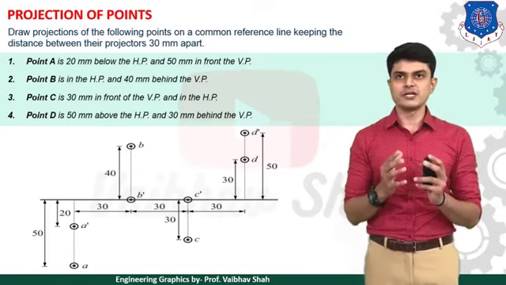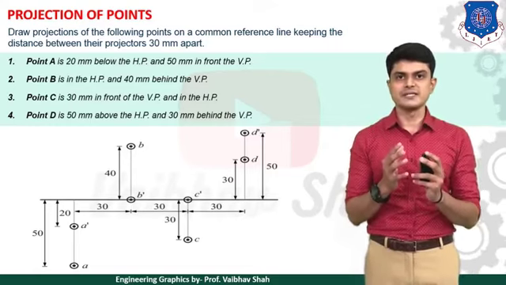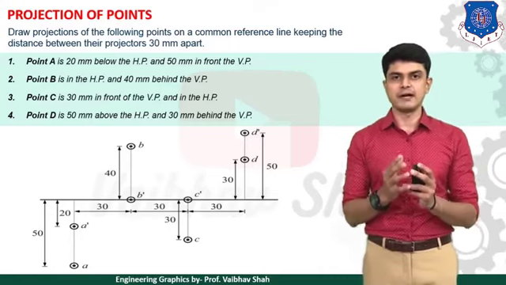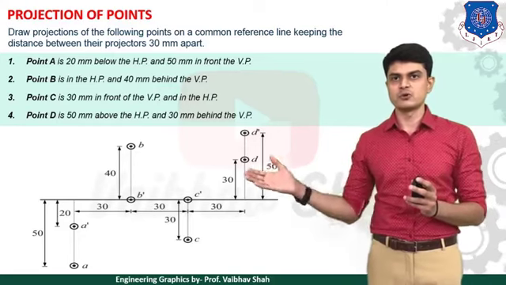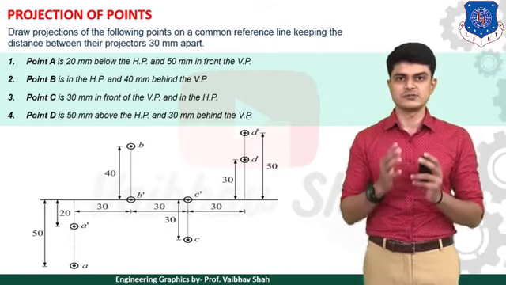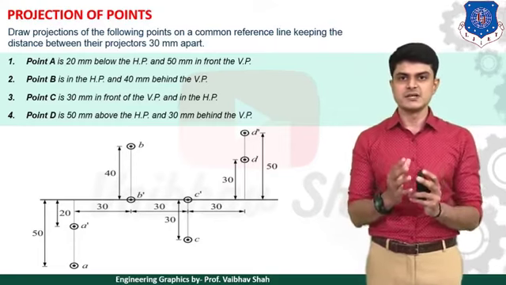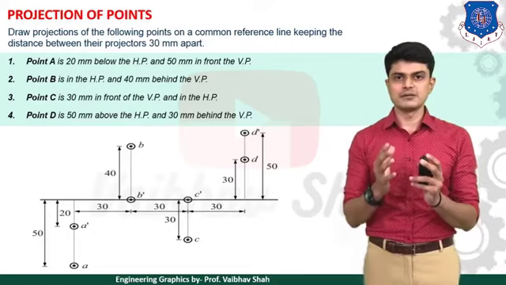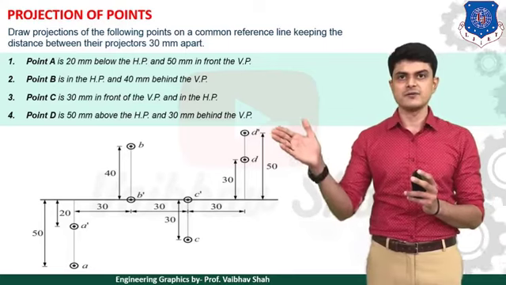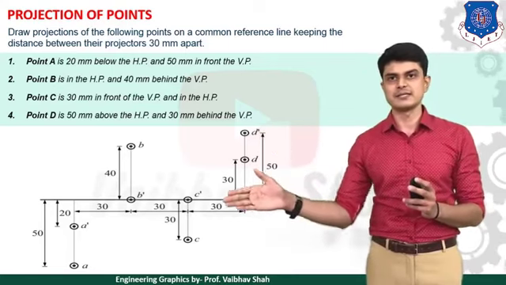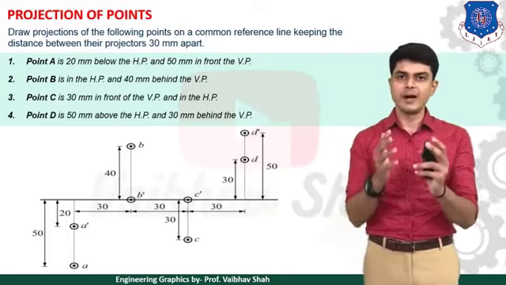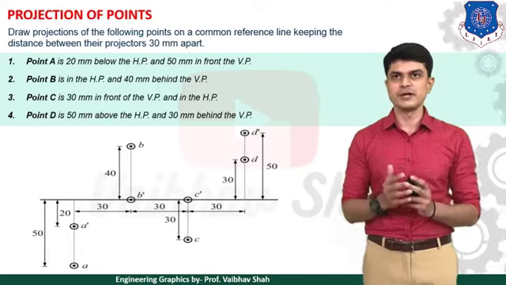So here, draw the projections of the following points on a common reference line, keeping the distance between their projectors 30 mm apart. So here the difference is what? Now we have to draw each of the examples by keeping a 30 mm distance between each of the projectors. Projectors means we have to keep a 30 mm distance between each of the examples. That is what is meant by the projectors. So this is a projector for the last example and this is the projector for the previous example. So we need to keep a 30 mm distance on this horizontal line while drawing these projections, right? So let us move ahead.